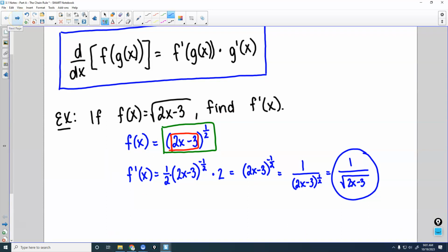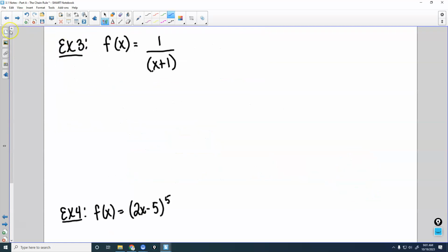But you have to do the outside before you can get to the inside for that. Okay, now, example 3 does not have to be done with chain rule, but I'm teaching you chain rule. Actually, 3 and 4, neither one of them have to be done with chain rule. But I'm teaching you chain rule, so I'm going to show you how to do these problems with chain rule.